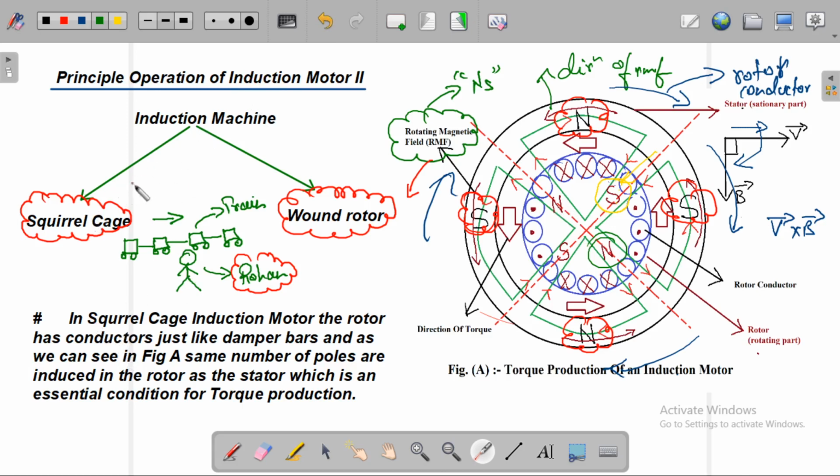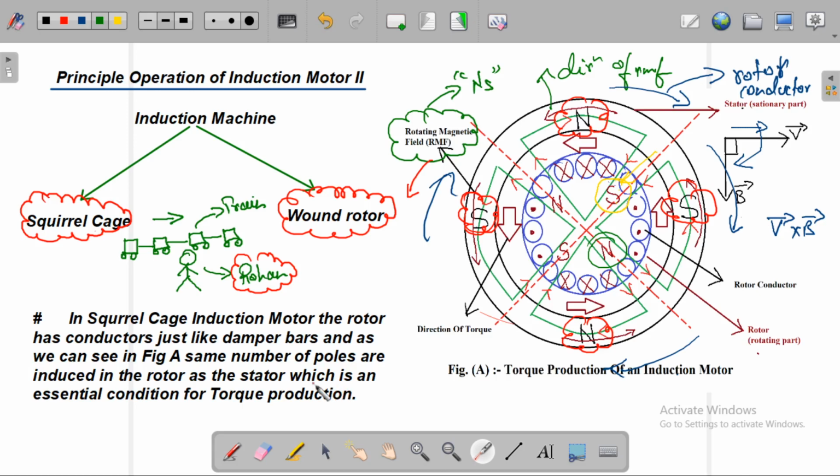As we discussed at the start of the lecture, the induction machine is divided into two parts. One is the squirrel cage and the other is the wound rotor. So in a squirrel cage induction motor, the rotor has conductors just like damper bars, and as we can see in figure A, the same number of poles are induced in the rotor as the stator, which is an essential condition for torque production.